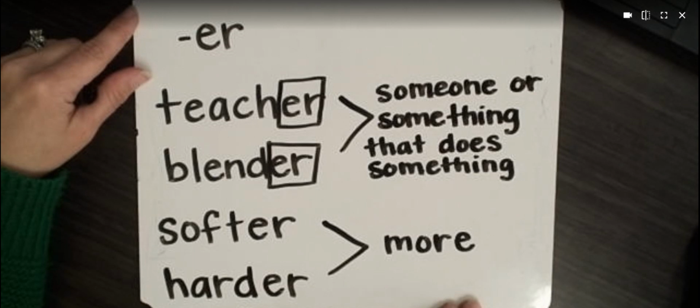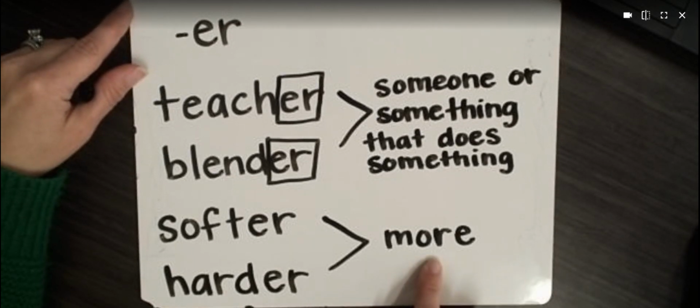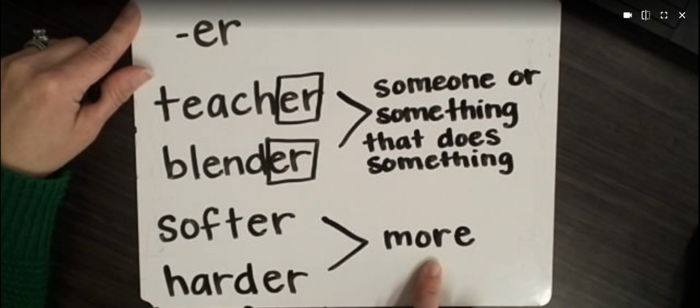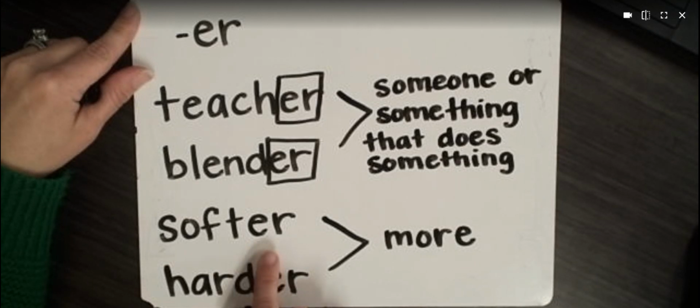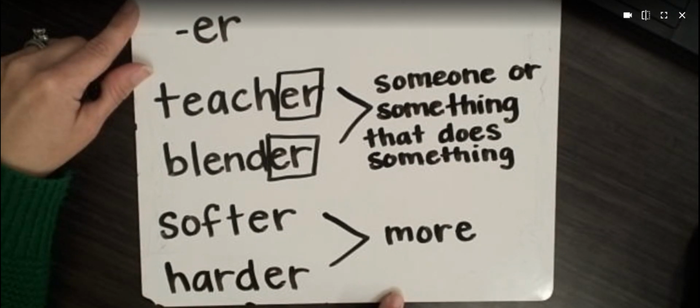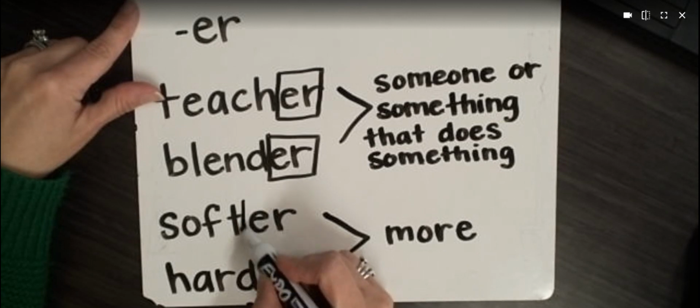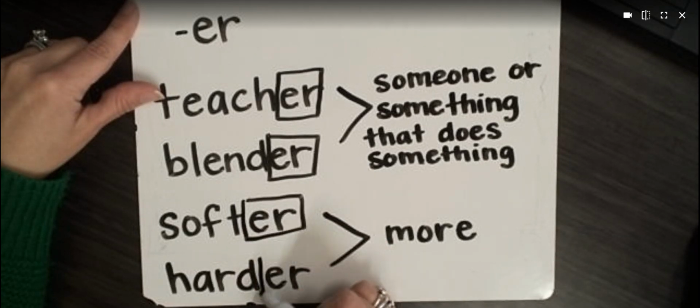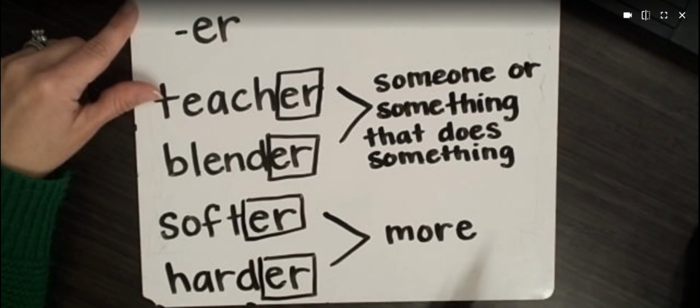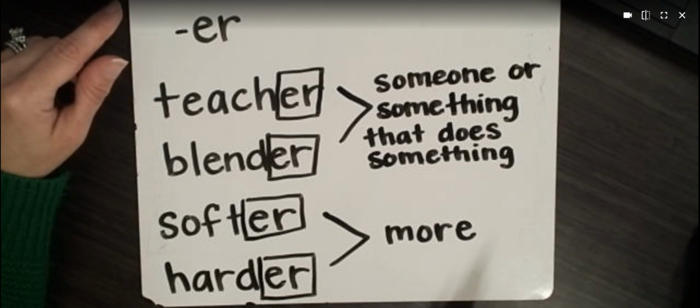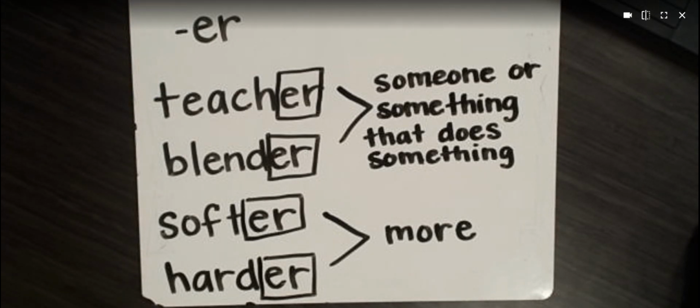Now ER can also mean more. So when we're comparing two things, softer, one of them is more soft than the other, or harder, one is more hard. Okay, so ER can also mean more. We still box it. And ER is used when we are comparing two things. Okay, let's look at EST.